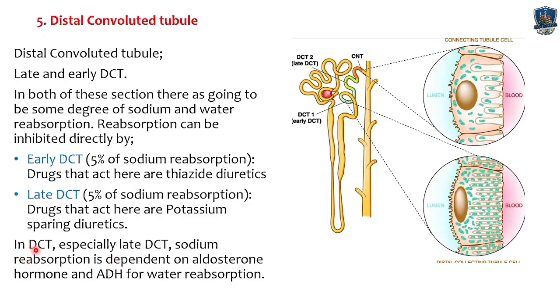Our last point here: in the distal convoluted tubule, especially the late DCT, sodium reabsorption may be dependent on either the aldosterone hormone, or ADH for water reabsorption. These are very crucial points that you have to understand. Remember, when we learned our RAS system, I told you that the aldosterone hormone plays a crucial role in sodium reabsorption. Remember also our vasopressin, the ADH, also plays a key role when it comes to water reabsorption. So that's something that you have to note.